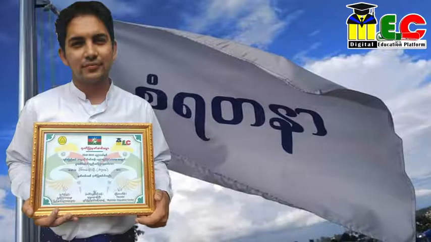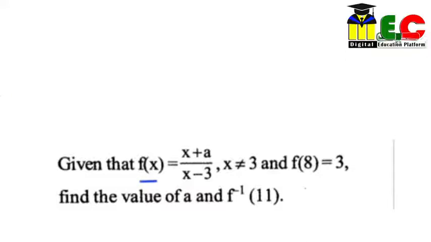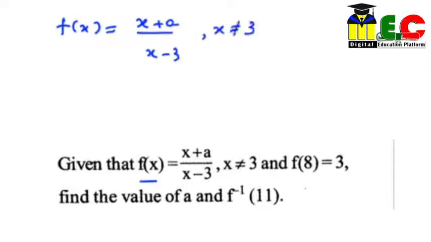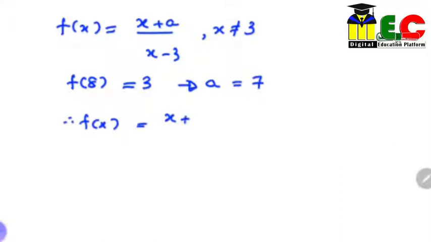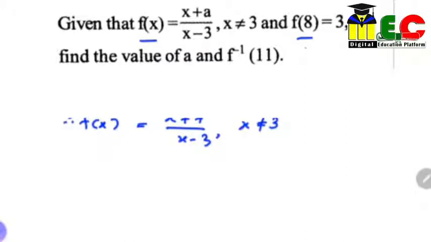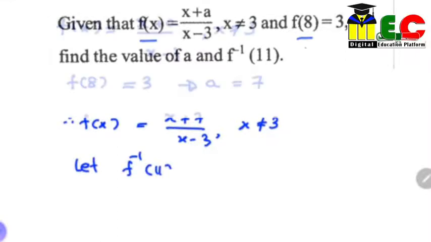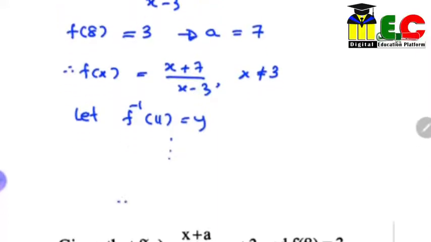f(x) equals x plus a by x minus 3, x not equal to 3. Then f(x) is given as 3 for... so f inverse is x plus 7 by x minus 3, x not equal to 3. Find the value of a and f inverse of 11. Let f inverse of 11 equal to y. Now f inverse of 11 equals 4.